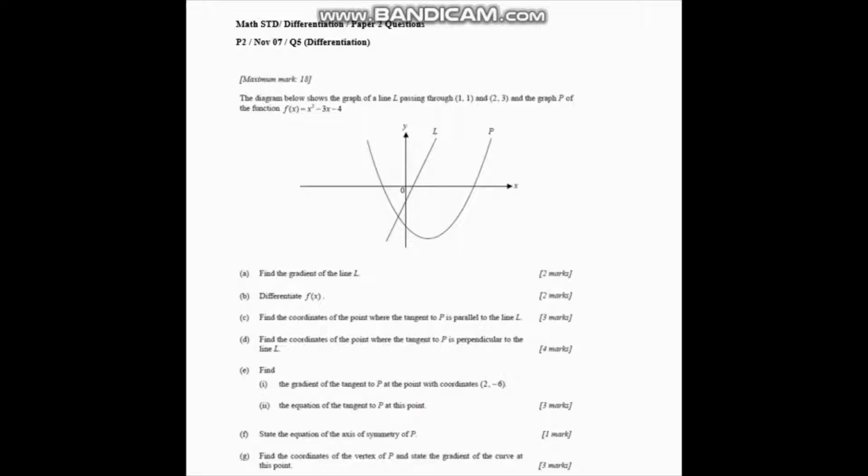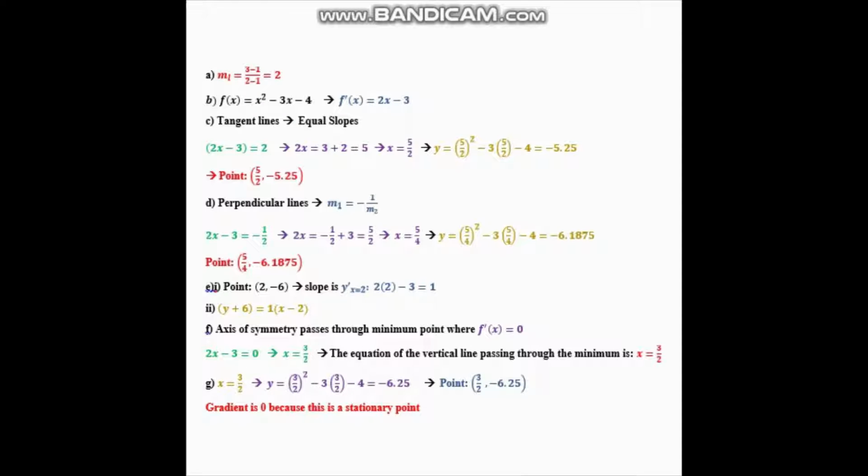Next, we are asked to differentiate f of x, which is this function. Since f of x equals x squared minus 3x minus 4, f dash of x shall equal 2x minus 3.